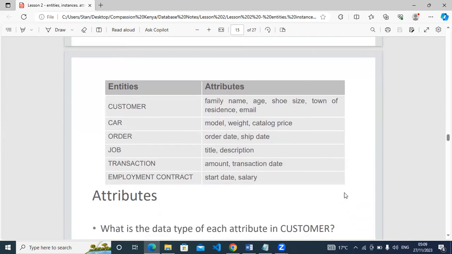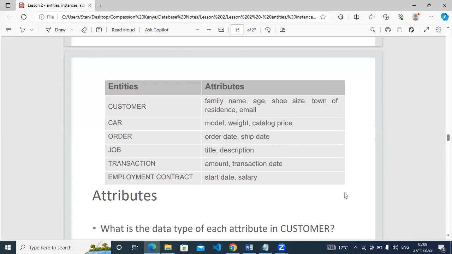And here we have entities with their attributes. For example, we have customer. A customer can have a family name, age, size, residence, or email. A car as an entity has attributes which are model, weight, category, and price. We can have an entity like order with attributes like order date, etc. So these are some examples of entities like customer, car, order, job, transactions, and employment.